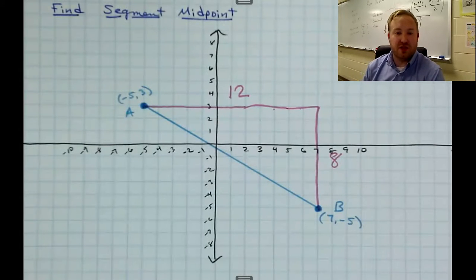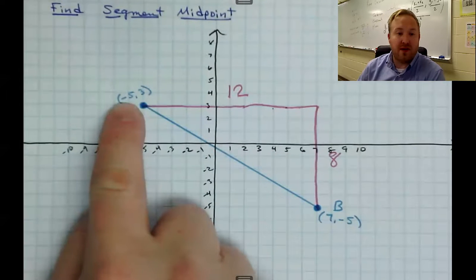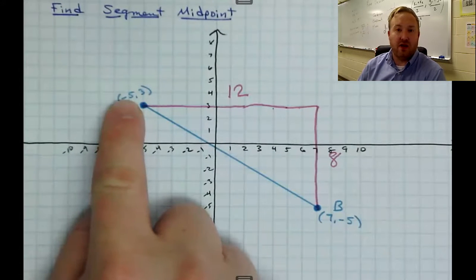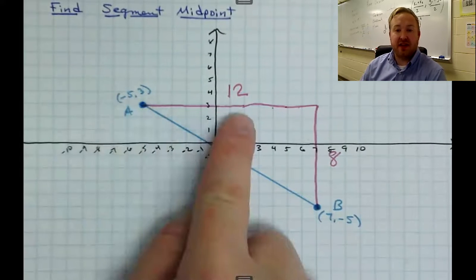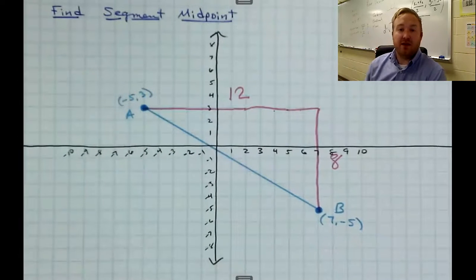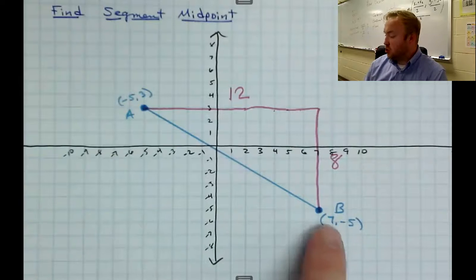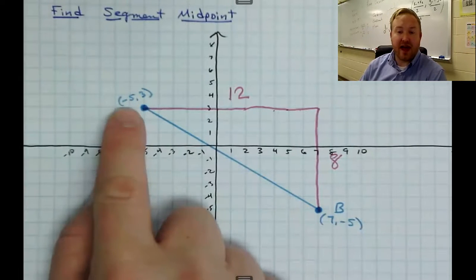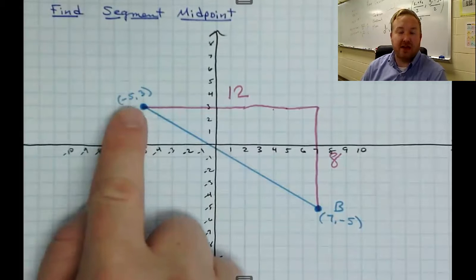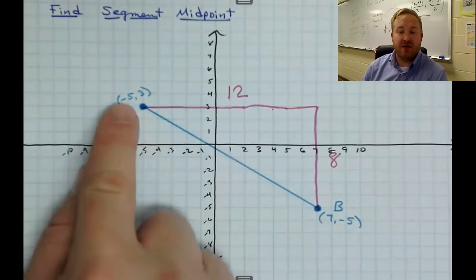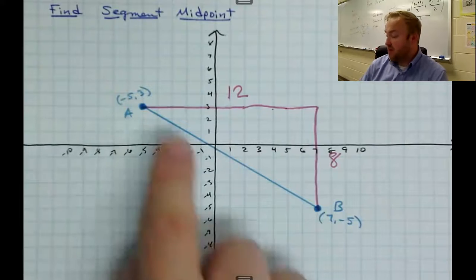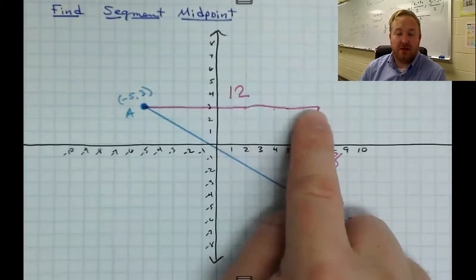Another way that some students prefer to think of it is to not worry about the negative. We call that absolute value. Just do 5 plus 7 and you get 12. Another way you can think about it is to subtract 7 minus -5. And remember that when we subtract a negative, that's like adding. So 7 minus -5 means 7 plus 5, and that gives us that length of 12.